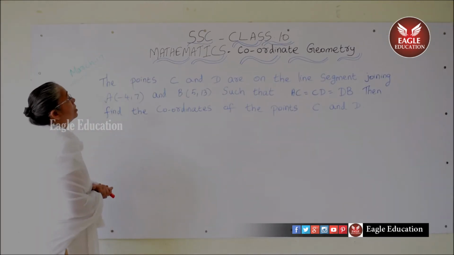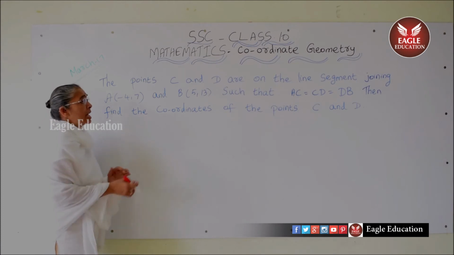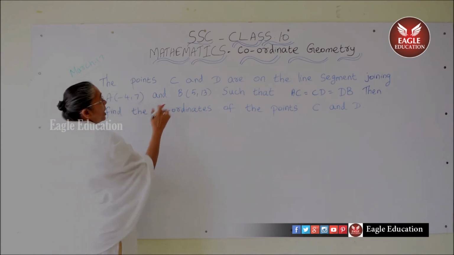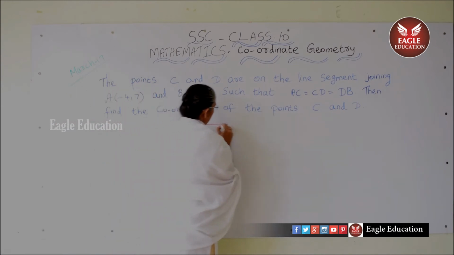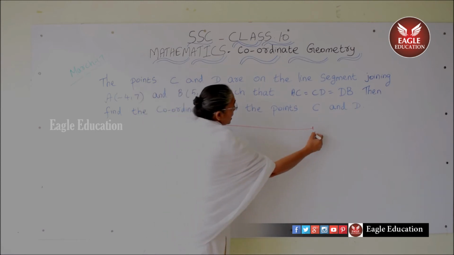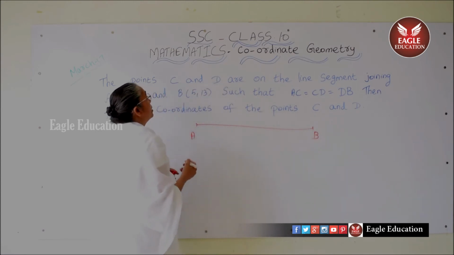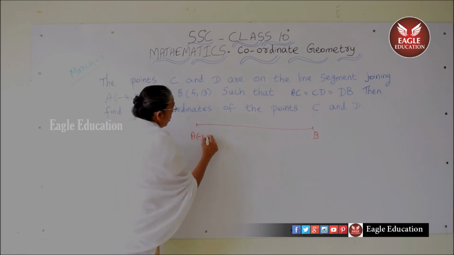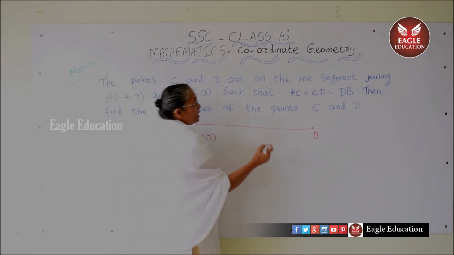Next problem. The points C and D are on the line segment joining the 2 points A and B such that some condition is given. Now, consider these are the 2 points A and B on the line segment. A is given as (-4, 7) and B is given as (5, 13).